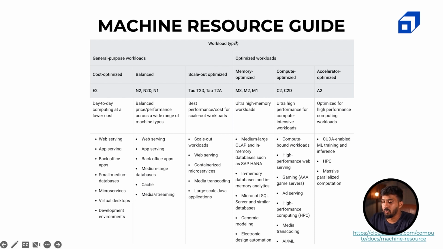Next, over here you can see there are again three types of applications, but these are optimized workloads. Optimized workloads are specifically for one particular category. There is memory optimized, there is compute optimized, and there is accelerator optimized. Memory optimized applications are for high memory workloads, in the sense of applications that have to run processes in memory itself. For example, memory large OLAP and in-memory databases such as SAP HANA.